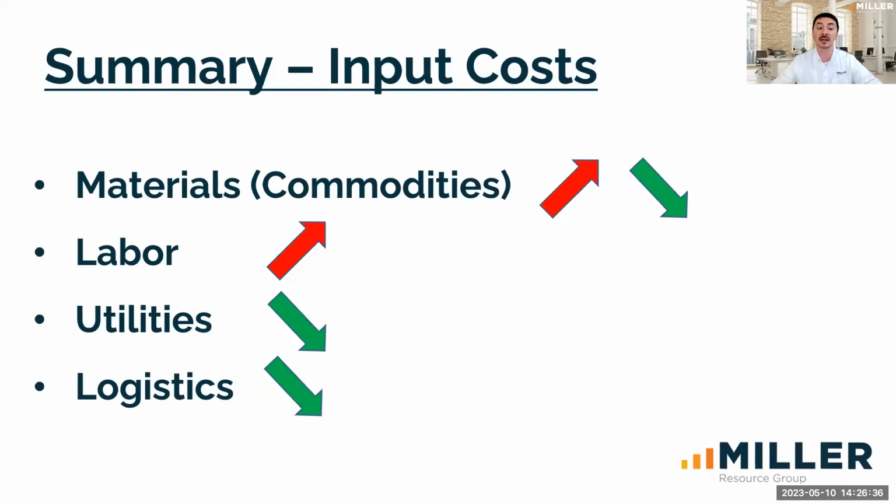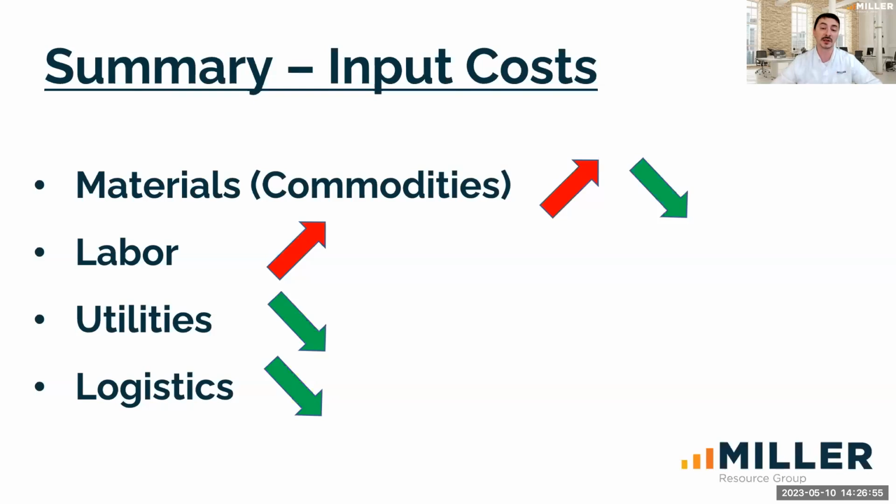Leverage the decline in utilities and logistics costs. They're going to be much more evident and much more tangible on the logistics side than they are on the utility side. There's not a lot of pullback coming on energy costs. But at the end of the day, it's really important for you to manage all of these simultaneously.